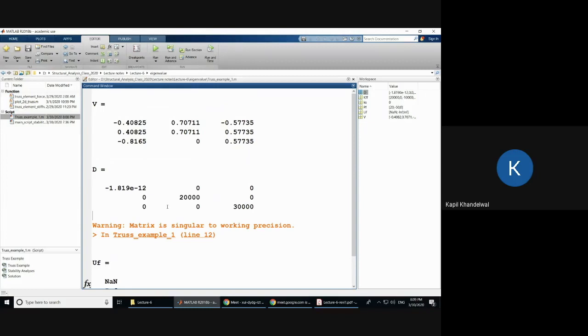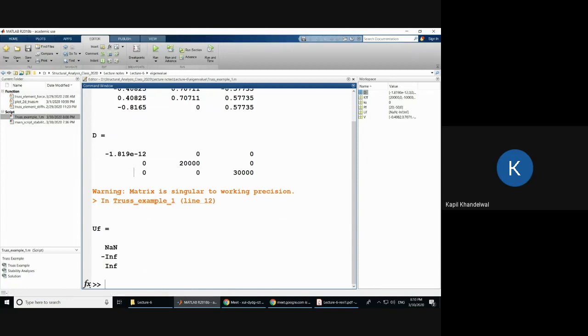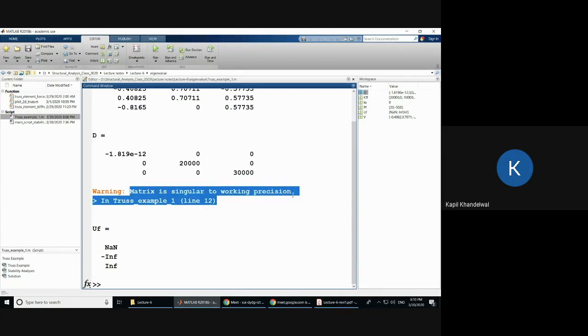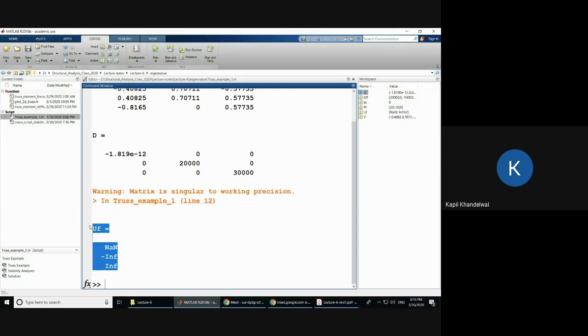So you can see that this system has one 0 eigenvalue, and we already know that the determinant of KFF is 0. And so if we are trying to solve the system, MATLAB is giving us a warning that the matrix is singular to working precision. So we already know that this is going to happen. And of course, we cannot calculate any U in this case because the matrix is singular. So this is the result I got on my system.